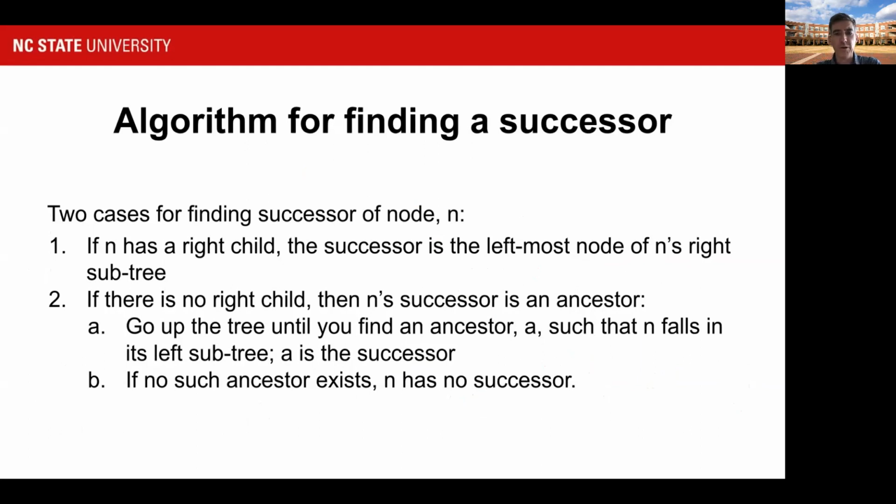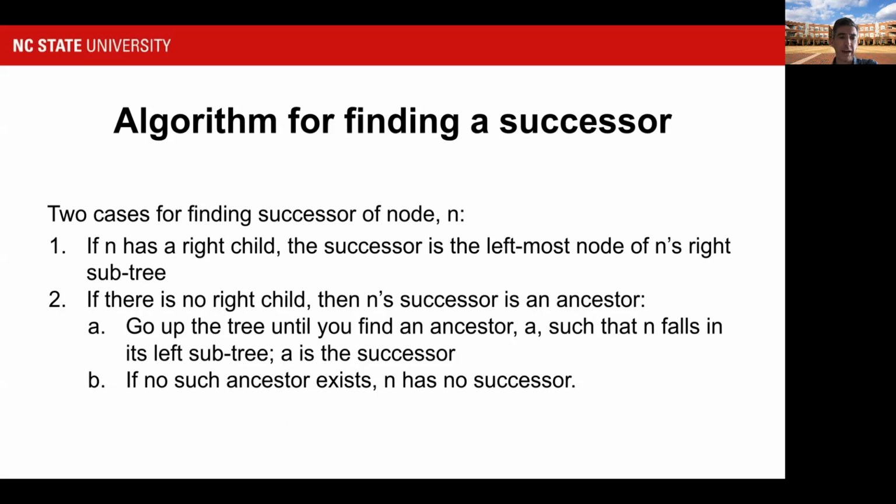Okay, so when we consider node n and we want to find its successor, then if n has a right child, then the successor should be to its right. It should be one in its right subtree. And the successor in that case would be the smallest node in its right subtree. Another way of saying the smallest node would be to say the leftmost node, because it would be the node on the farthest left on that subtree. So if a node n has a right child, then its successor is the leftmost node on its right subtree.